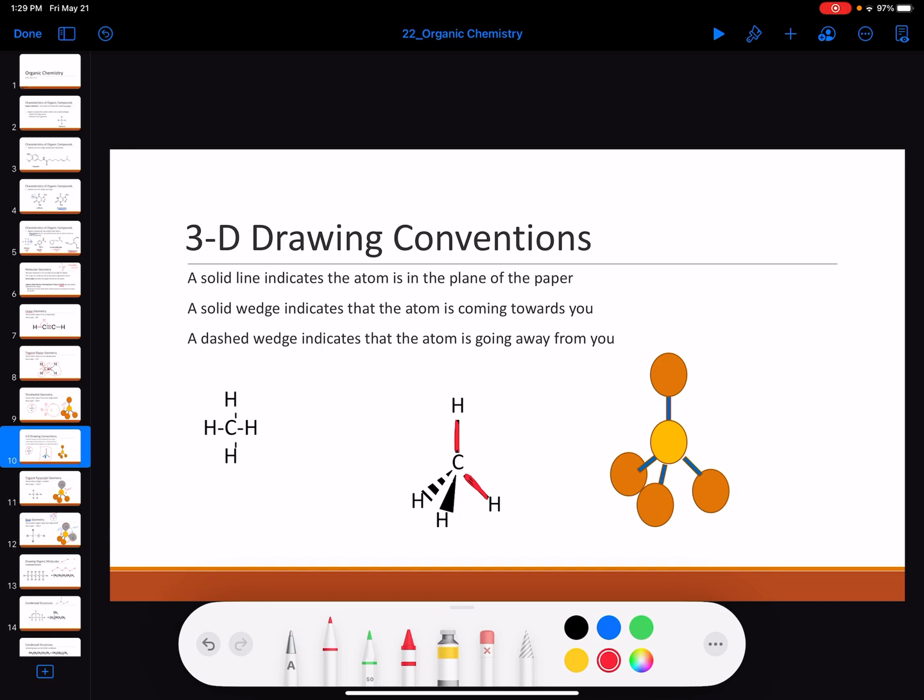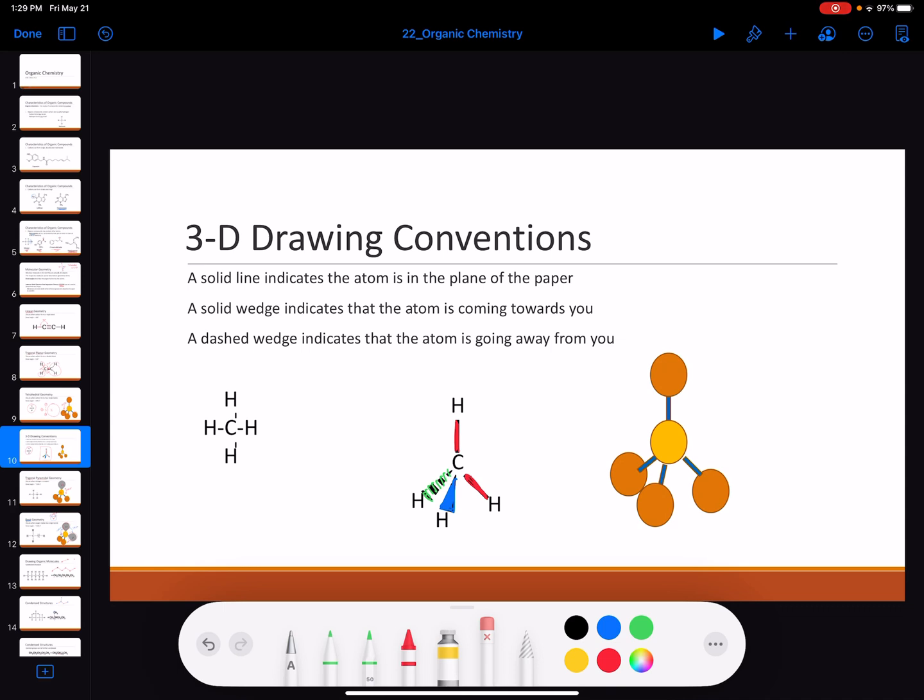Now, if it has a solid wedge, like this hydrogen here, that solid wedge means that that hydrogen is pointing out. So imagine that it's kind of pointing towards you, coming out of the screen. And then these little dash marks right here, a dashed wedge, that means that that hydrogen is pointing away from you. So it's kind of like one of those 3D images that you have to cross your eyes and try to see in three dimensions. It's the same type of thing.